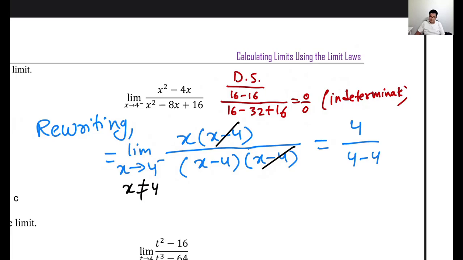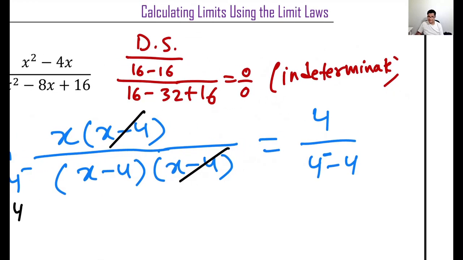So what I will do is I will not write 4 minus 4, I will write 4 with this minus sign here because x is approaching 4 from the left. We'll remember that and write 4 minus here in place of x. What that means is this will be 4 divided by 0, but a negative 0, what we call a 0 less than 0. Like negative 0.000001, that kind of number.